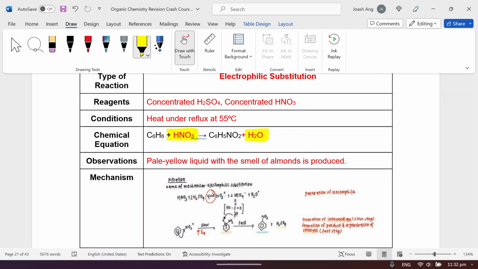Just take note that the observation is not very important here, so you don't have to remember it very rigidly. It's not really commonly tested.